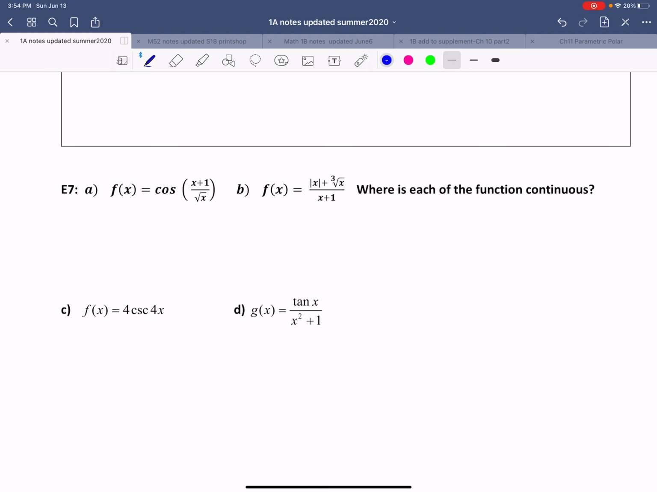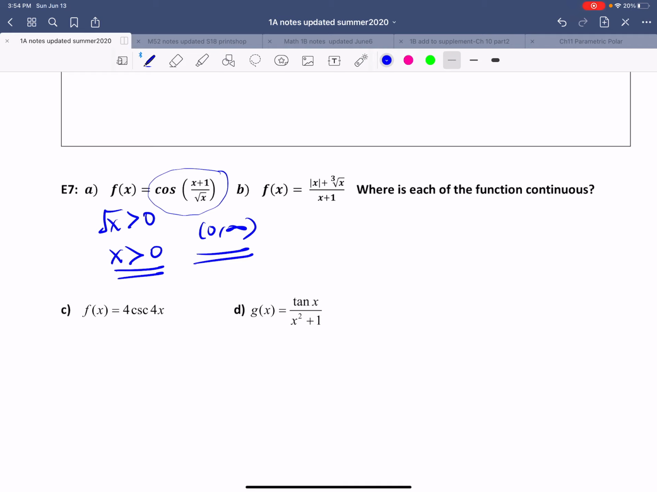So the first one we're going to look at is a composition of continuous functions. We have a cosine function and we have inside functions as well. So we want square root of x to be greater than 0, because it's sitting in the denominator, we don't want it to equal 0. We always want it greater than 0. That means we want our x to be greater than 0. Anything over 0, not including 0, should be okay, should be in the domain.